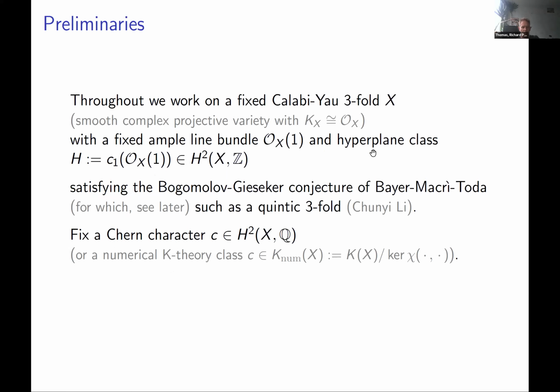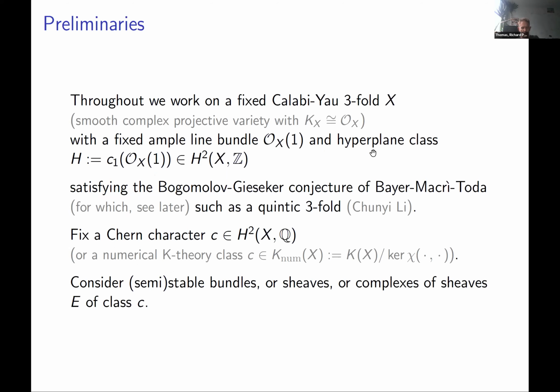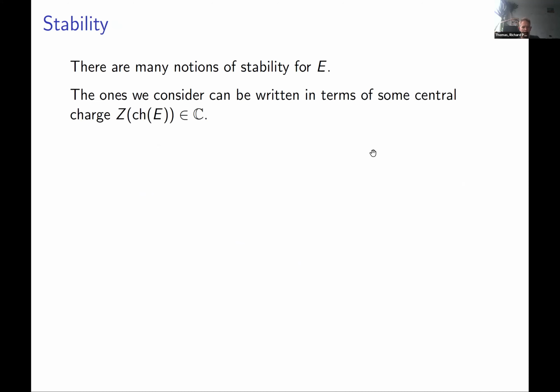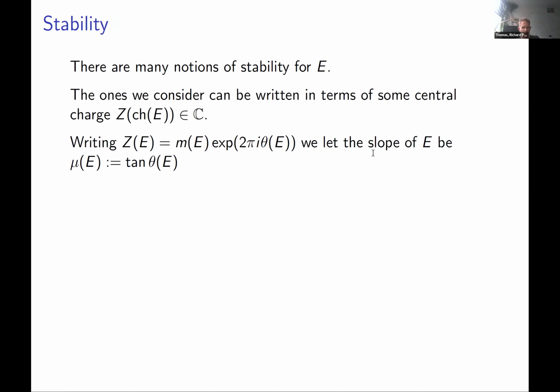We fix the Chern character, and then DT theory basically is about counting sheaves of this fixed Chern character C. And we're going to consider semi-stable bundles or sheaves or complexes of sheaves in this class C. And there's a bunch of notions of stability, and the ones we actually use will be unfamiliar to you unless you're Bayer, Macri, Stellari or Toda, but that doesn't matter. You should think about things like slope stability and Gieseker stability. So they could all be written in terms of some complex number, or in other words, two real numbers, a real and an imaginary part, such as rank and degree.